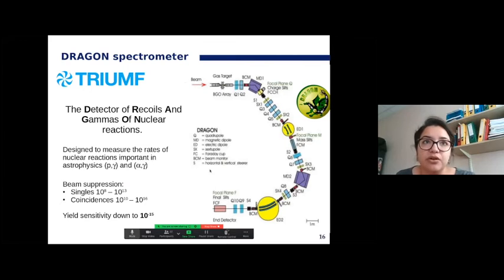So the Detector of Recoils and Gammas for Nuclear reactions at TRIUMF was conceived to measure the rates of radiative proton and alpha capture that are of interest for astrophysics. With the two magnetic and electric dipoles of the separator, the beam is suppressed by up to 13 orders of magnitude, with an additional 3 orders when selecting the coincidence events. This gives a yield sensitivity to 10 to the minus 15.